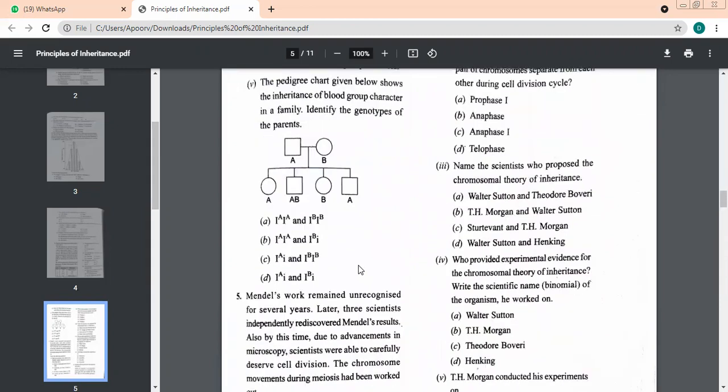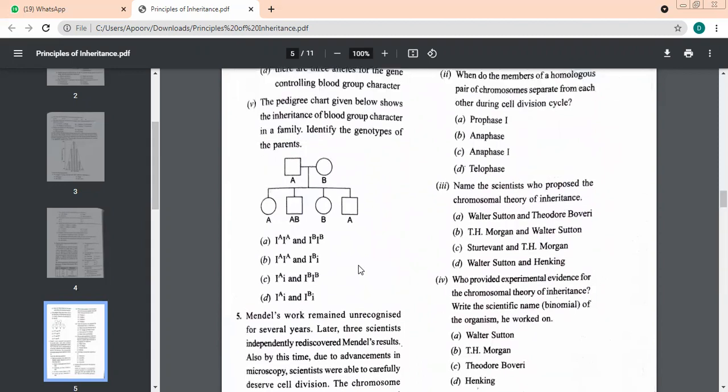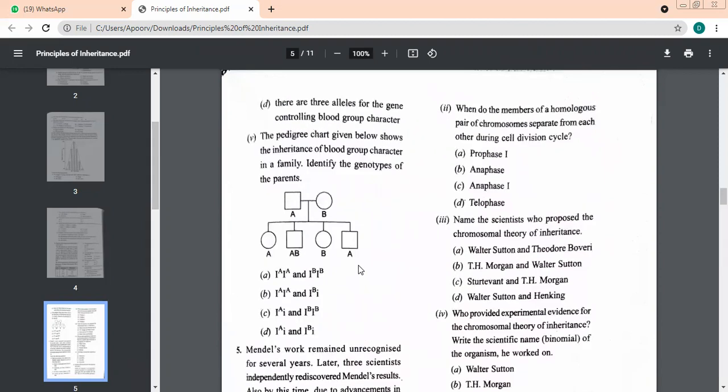Try seeing the second question. When do the members? Let me scroll down a little. If I do this, then the fourth option is hiding. But anyways, we do this first.